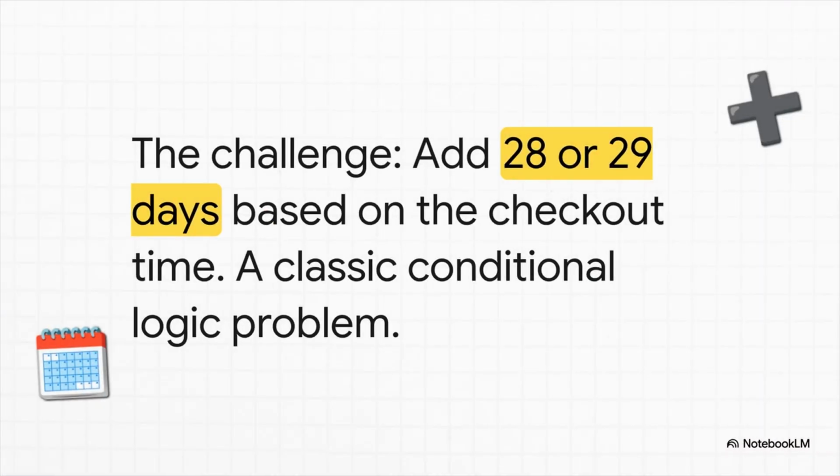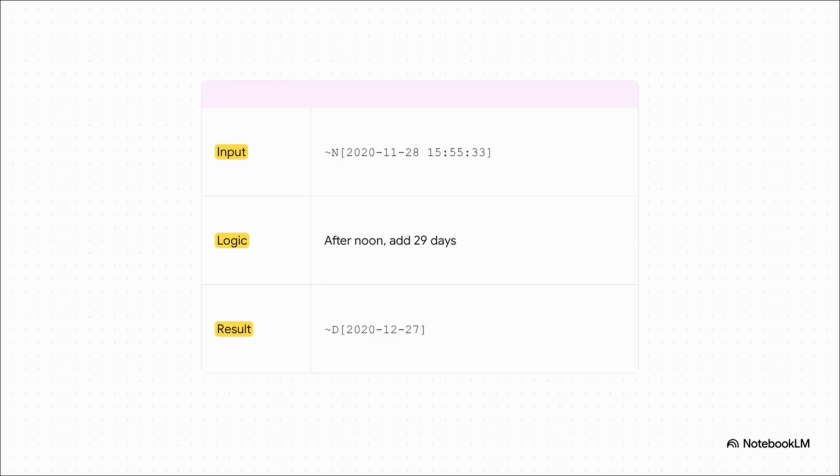So, on to the next puzzle. The library has this rule, right? The return period actually depends on that before noon thing we just figured out. It's a classic conditional logic problem, but with Elixir's date tools, it's an absolute breeze. And this is where it all starts to click together.